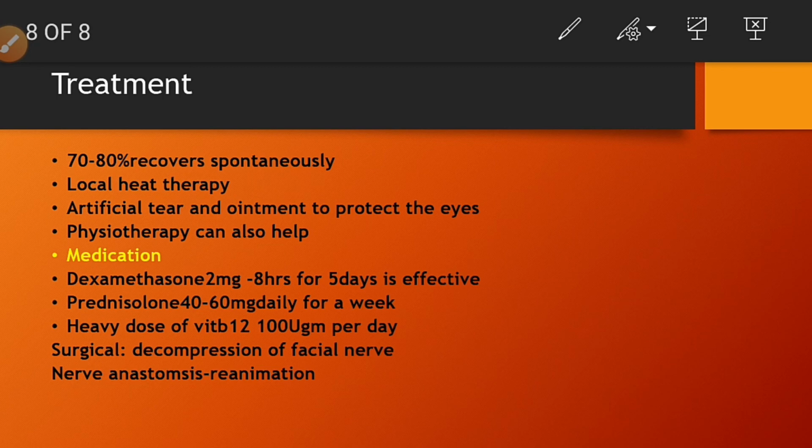And in case of medication, dexamethasone 2 mg 8 hourly for 5 days is effective. Also prednisolone can be given, that is 40 to 60 mg daily for a week. And a heavy dose of vitamin B12, that is 100 units per day. And in extreme cases, surgery is required, so they will decompress the facial nerve. Also nerve anastomosis and reanimation can be done.